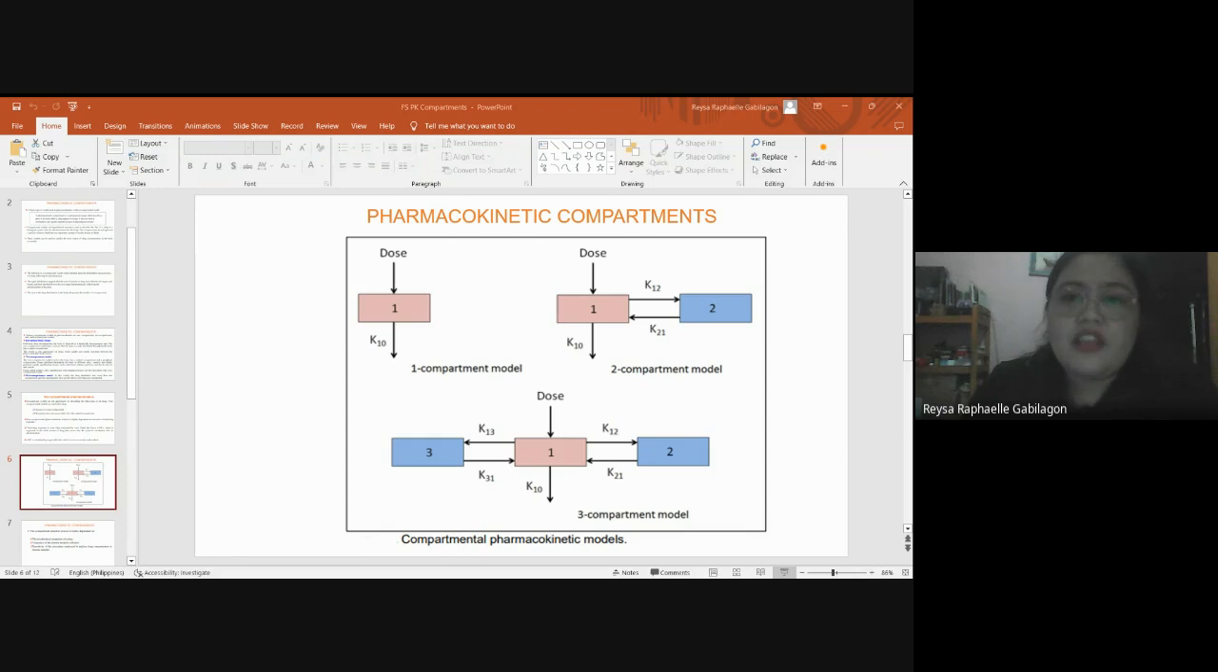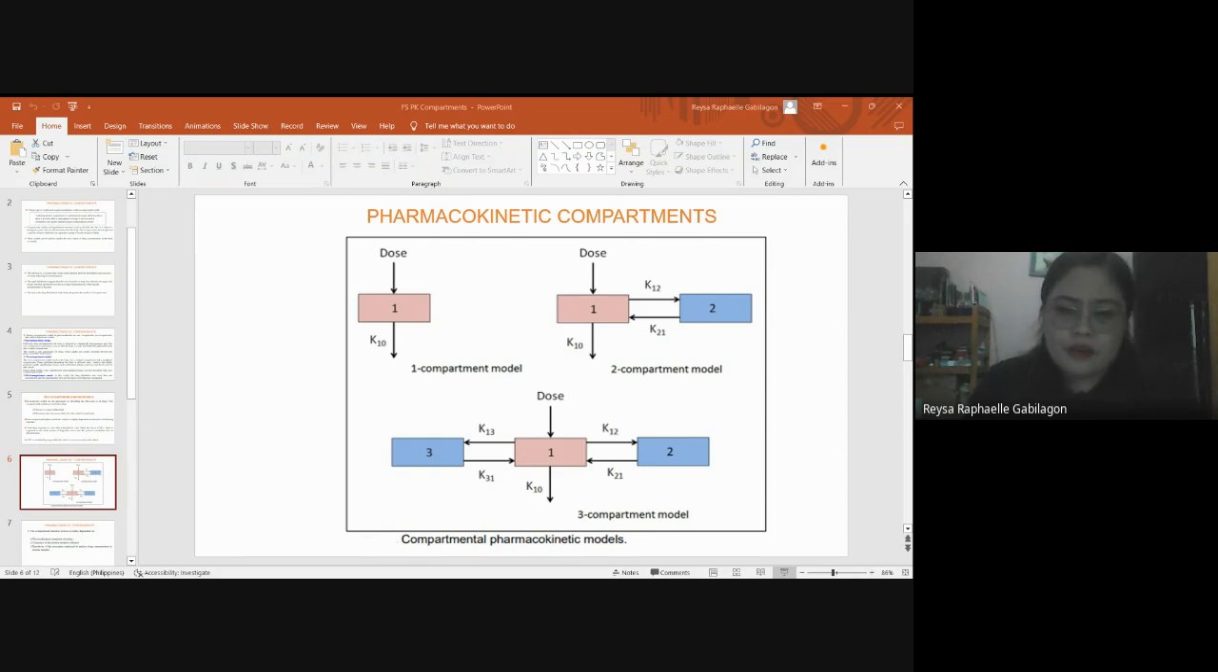And we have here the K10, which is actually the rate elimination constant after the distribution of the drug. So this three compartment model may also be called multi-compartment. So we have more than one here. We still have the central compartment. However, the drugs are distributed to a lot of tissues in the body.